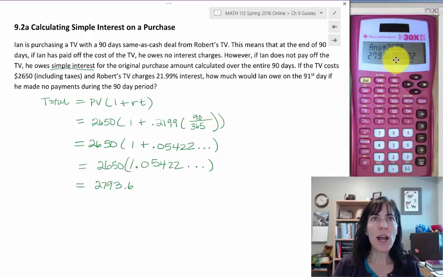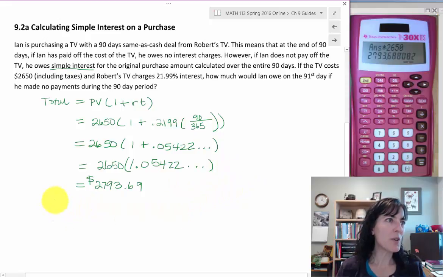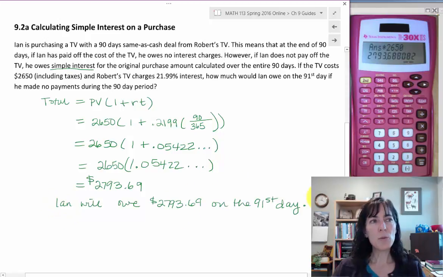2793.68. The next digit is an 8, so I definitely have to bump that up to 0.69. And this is money. That's how I knew to round to 2 decimal places. And my answer is going to be Ian will owe $2,793.69 on the 91st day.